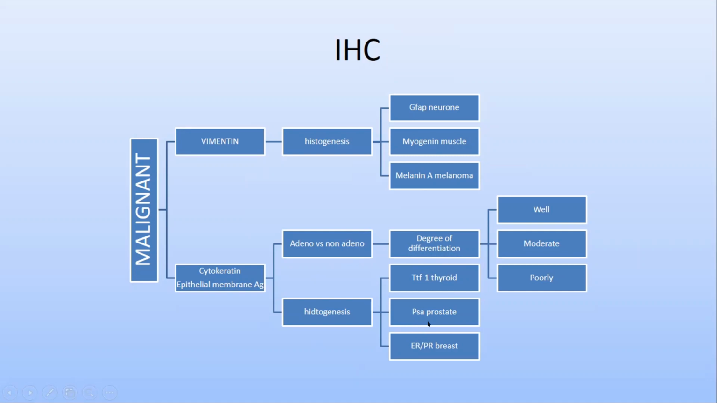Apart from that, immunohistochemistry is also used to identify the hormonal markers on the tumor, so that we know what treatment we can give. Again, if you see a tumor, another pathway is to go through the degree of differentiation. It could be well differentiated, moderately differentiated, or poorly differentiated. This criterion basically depends on how well the tumor cell resembles its original cells.